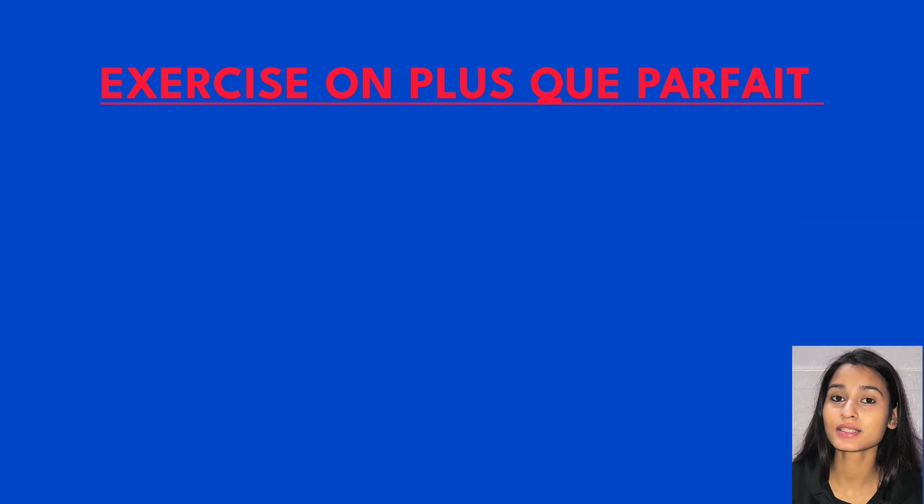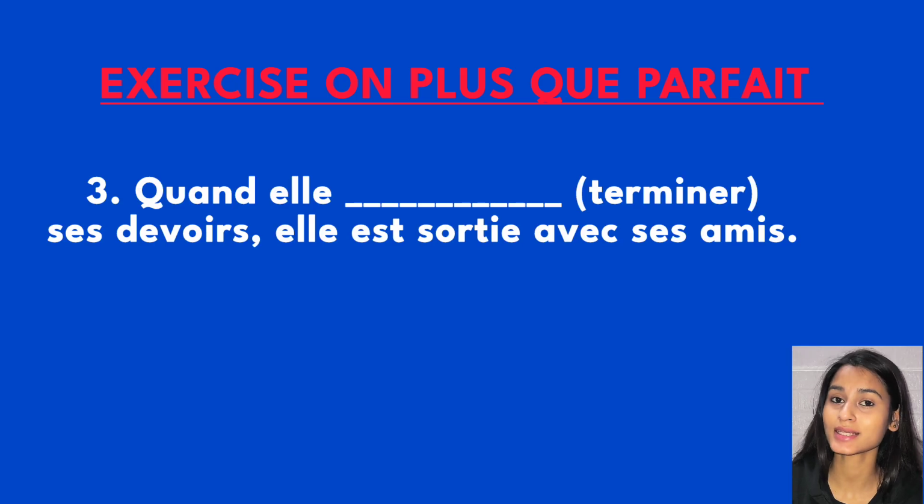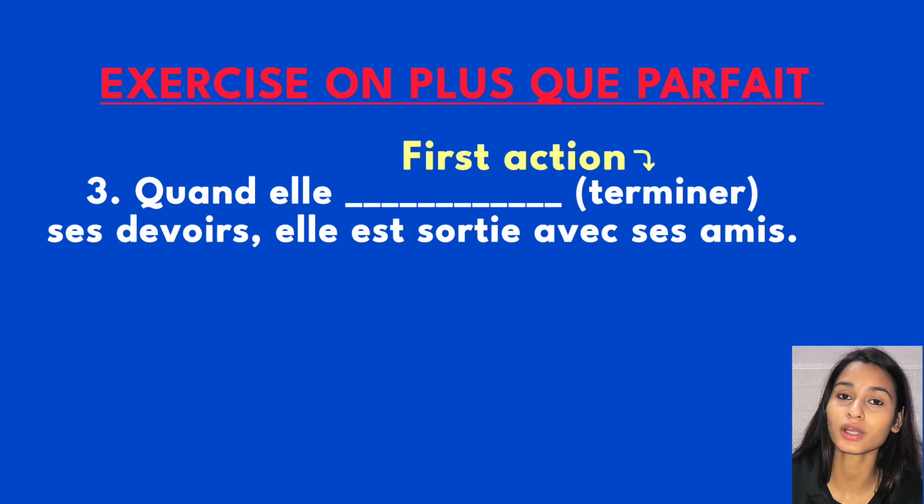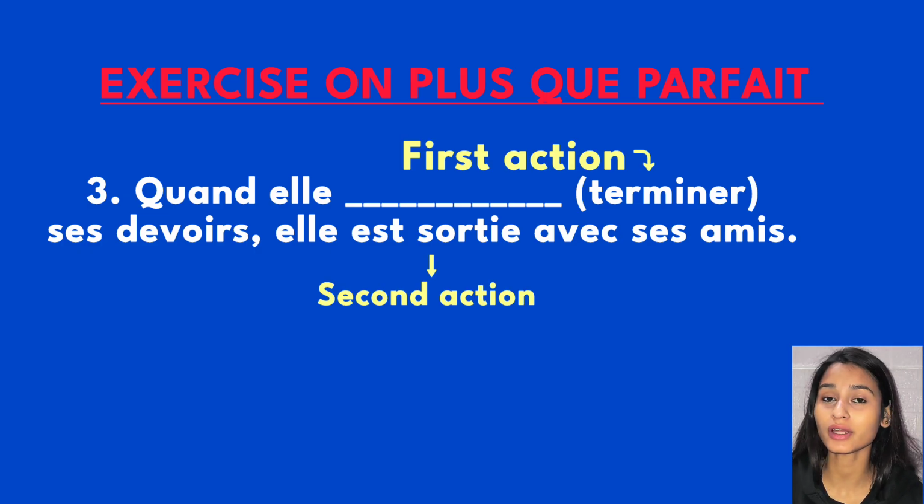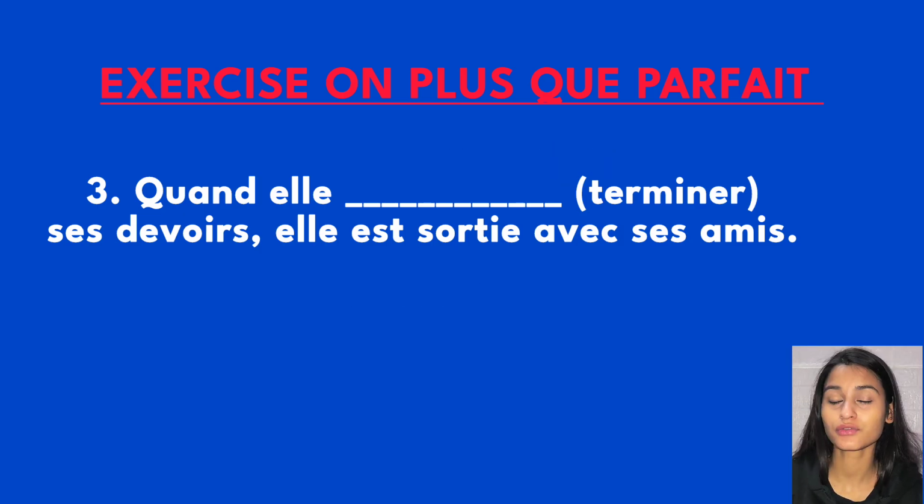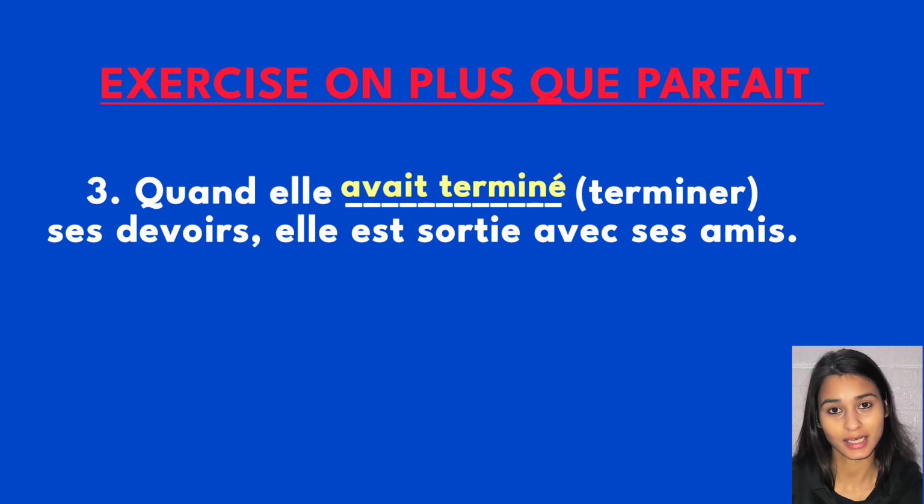The third sentence is quand elle dash terminer ses devoirs, elle est sortie avec ses amis. Here the first action is finishing her homework and then she went out with her friends. And because terminer is the first action, we use the plus-que-parfait here. So we will take the imparfait form of avoir, which is avait with elle, and then add the past participle of terminer, which is terminé. So it becomes elle avait terminé.